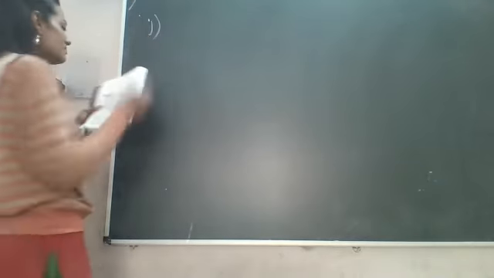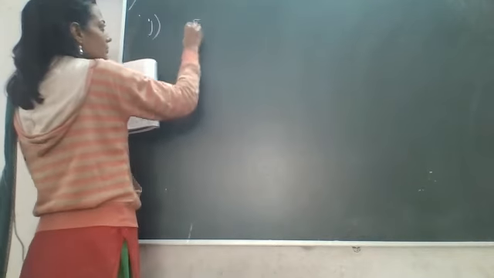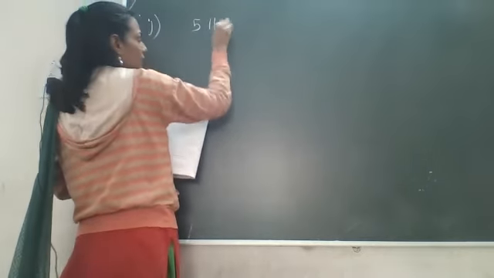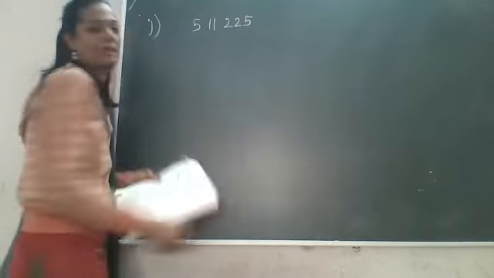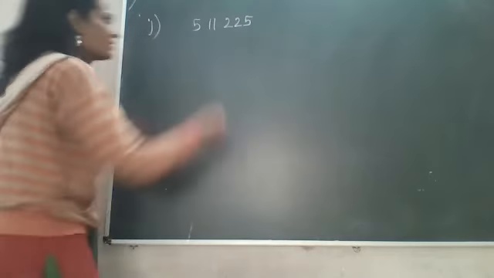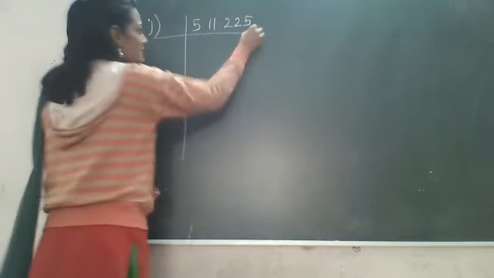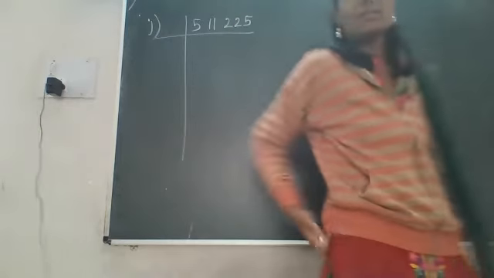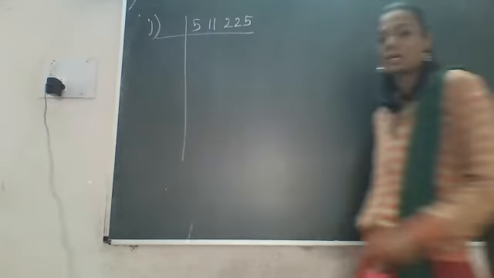Now the next sum, or we can say the last sum of this exercise, that is J. We have to find out the square root of 5,11,225. Now let's start to find out the factorization. It is not an even number, so it is not divisible by 2. So we'll go for 3.